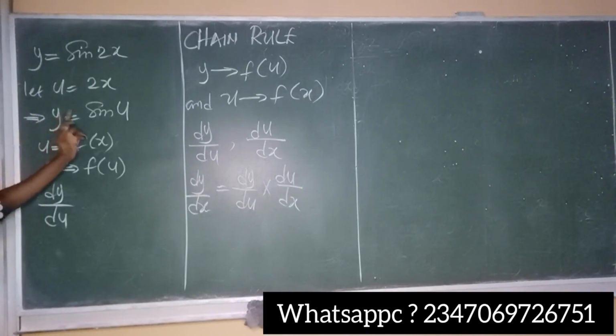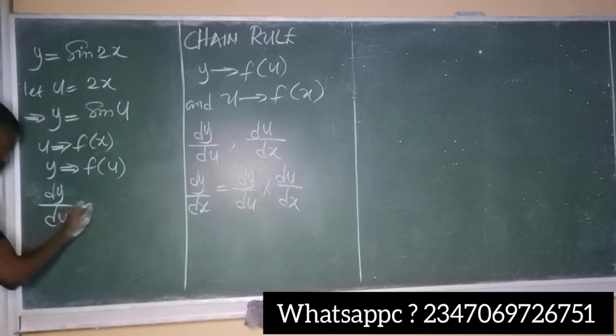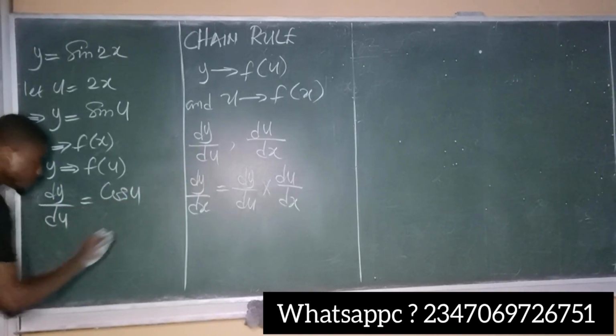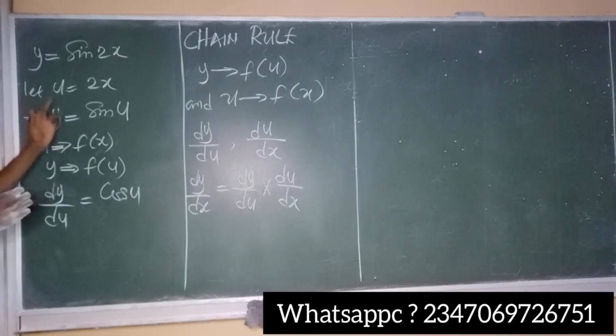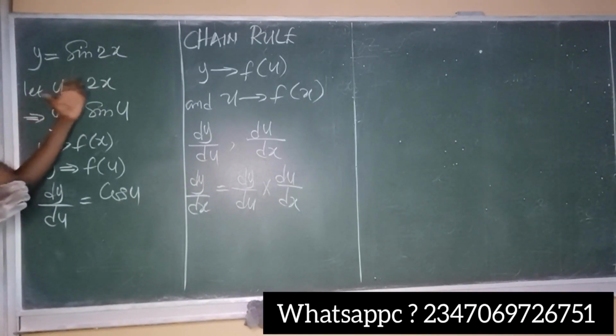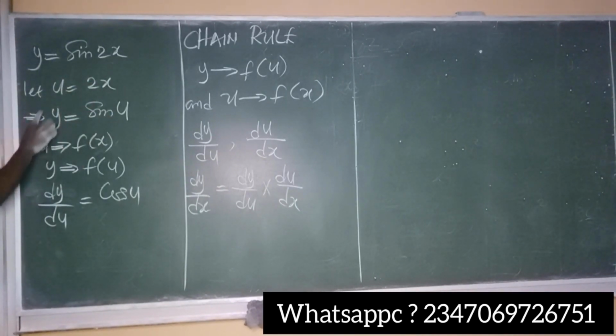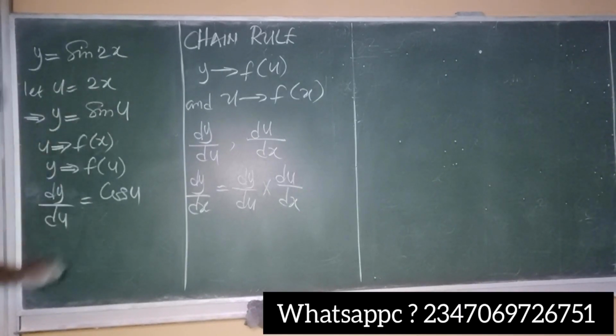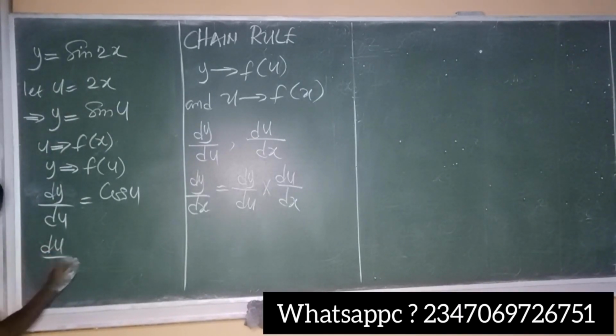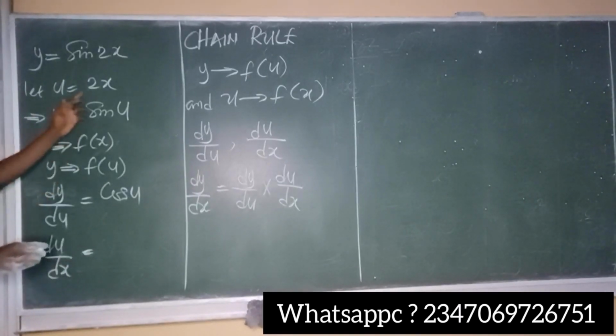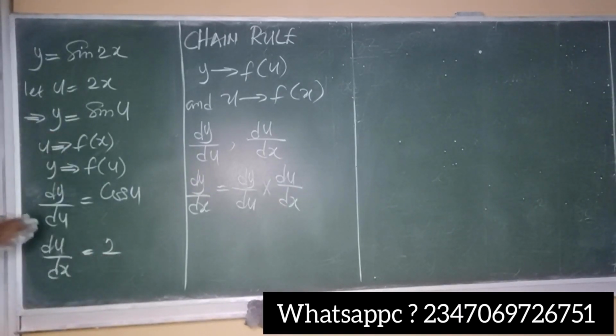And since y is equal to sin u here, dy/du simply gives us cos u. Also, since u is equal to 2x and u is a function of x, it means I can differentiate u with respect to x. So I'll simply have du/dx, and of course, if I differentiate 2x, I will simply have 2. Now, if I know these two derivatives and I'm asked to find dy/dx, all I need to do is multiply the two derivatives.